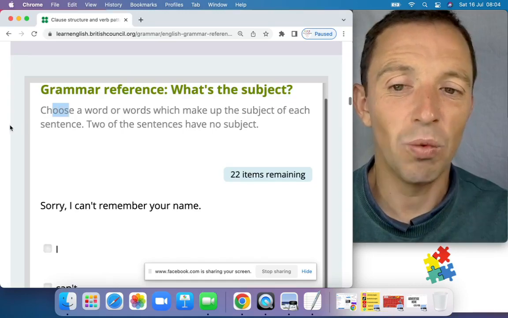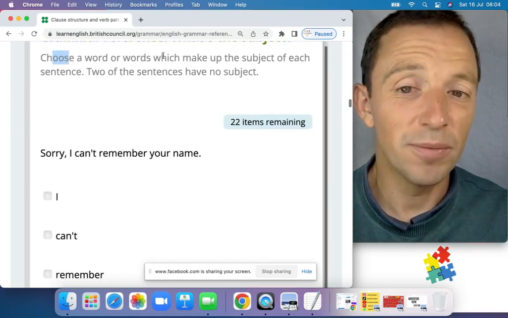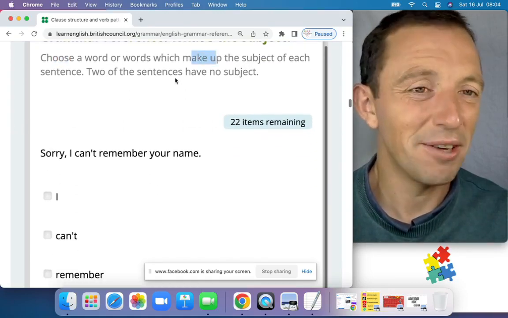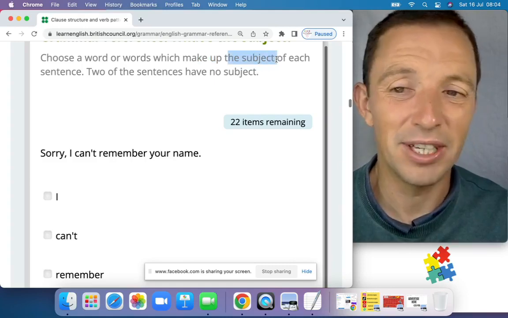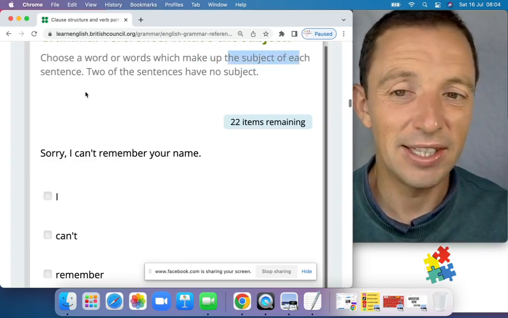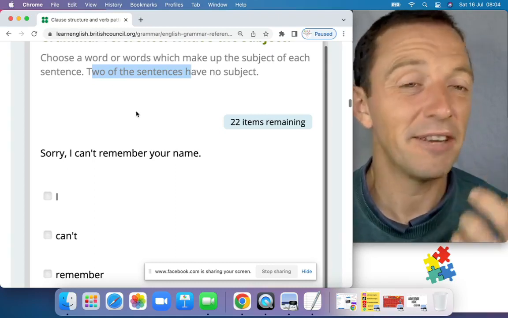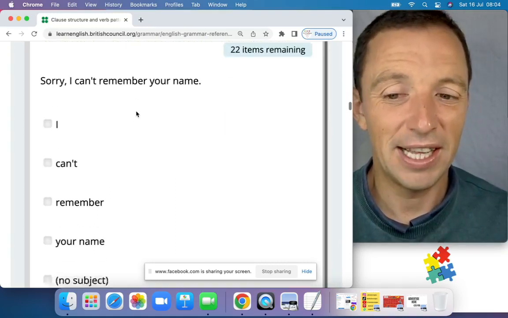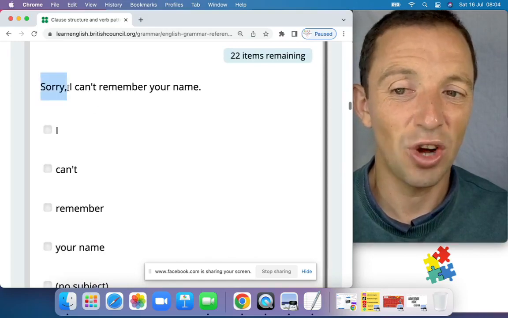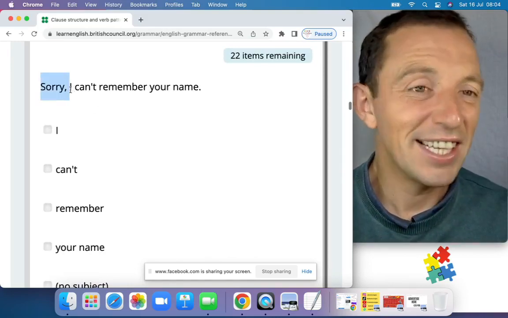Choose a word or words which make up the subject of each sentence. So specifically, we need to find the subject of each sentence. 2 of the sentences have no subject, so we are looking specifically for the subject of the sentence. So this is the sentence.